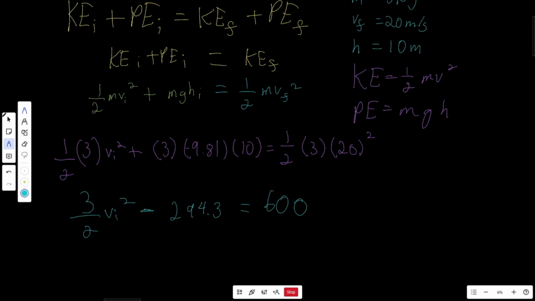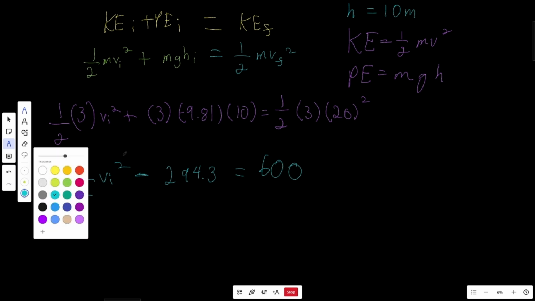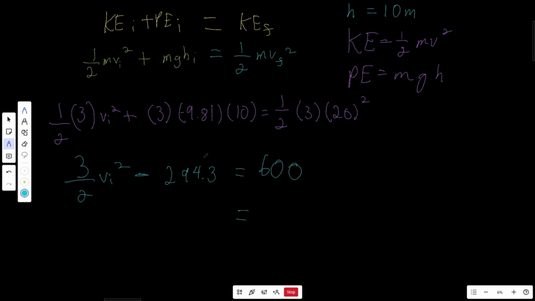Okay, so now we can continue to simplify since we're only left with the variable that we're looking for. So let's go and transpose our 294.3 or our PE initial. So 600 plus 294.3 is equal to 3/2 vi squared. And we're going to simplify even further. This will just become 894.3. Okay, so 894.3. And then we're going to divide both sides by 3/2.